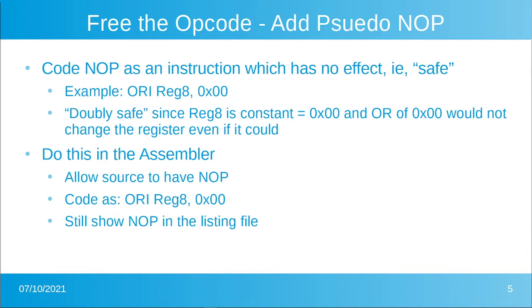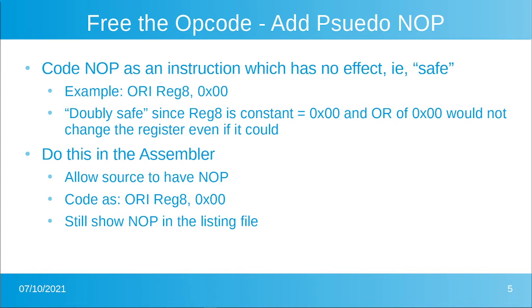I think I hinted at this in a past video, but there are operations that are safe. Like if you OR register 8 with 0, or actually if you OR any register with 0, you're going to get back that register, so it's a non-destructive operation. It would just click off the 4 steps of the gray code counter and not perform any actual operation on a register or on memory or on peripherals or anything like that. So in this case it's doubly safe because register 8 we've defined as a constant value of byte of 0. And an OR of 0 anyway wouldn't do anything even if it could.